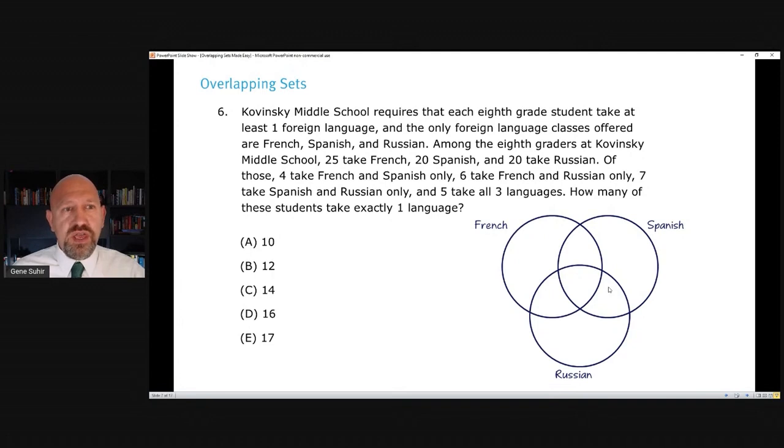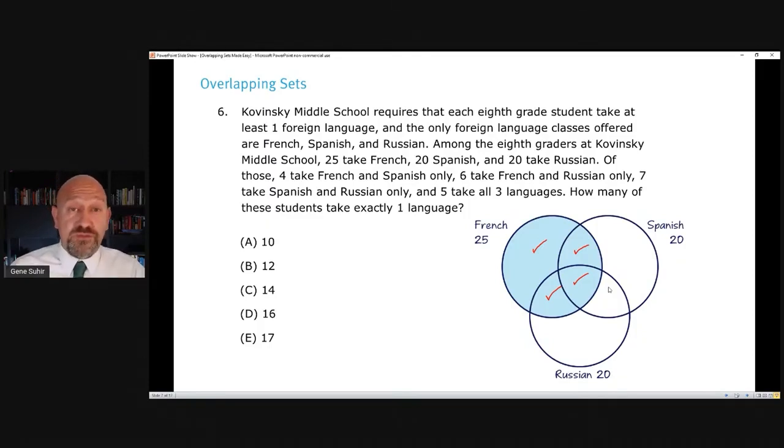They tell us upstairs that among the eighth graders at Kavinsky Middle School, 25 take French, 20 take Spanish, and 20 take Russian. Now, before we move any further, one of the things that's really important to recognize when you use this Venn diagram is how many regions you have within a given circle. Take, for example, this French circle. The French circle really has four regions within it. So when we're told there are 25 students taking French, it's all four of those regions combined that would have to add up to 25.